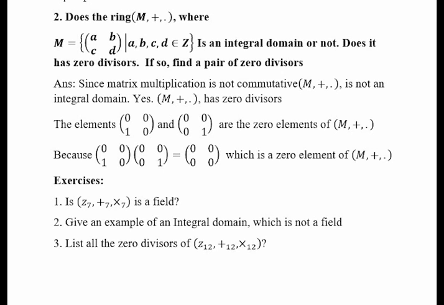Now find all the zero divisors of Z12 under addition and multiplication modulo 12. The factors of 12 are 2, 3, 4, 6 and 12 itself. So, the zero divisors of this set are: 2 into 6 is going to be 0, so 2 and 6 are the zero divisors. Similarly, 3 into 4, which is equal to 12, is also equal to 0 under multiplication modulo 12. So, 3 and 4 are also the zero divisors of the ring Z12.